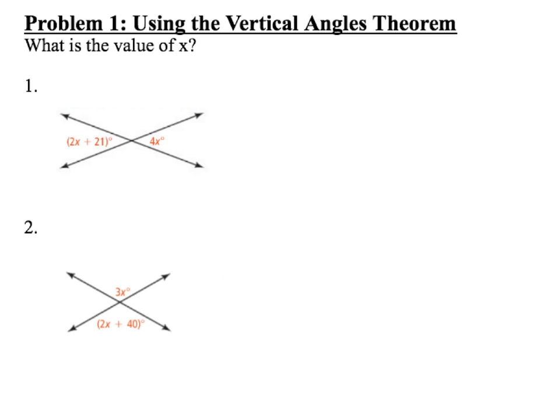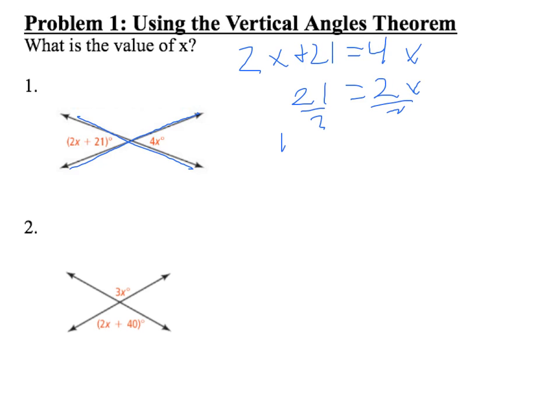So it's asking what is the value of x. I'm not asking for a proof as of yet, but since I know that these two angles are vertical, the two lines that create them form an x, that means they're vertical. So I can put 2x plus 21 is equal to 4x. So if I solve that, I would have 21 is equal to 2x, and I would divide by 2 on both sides, so 10.5 is equal to x.